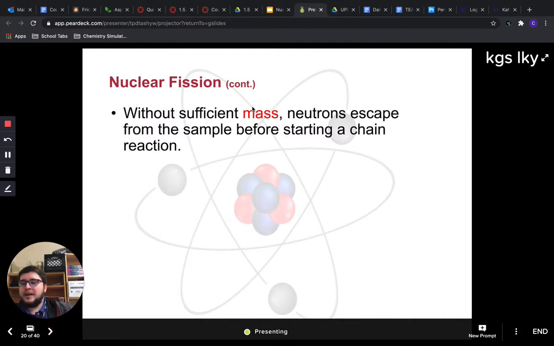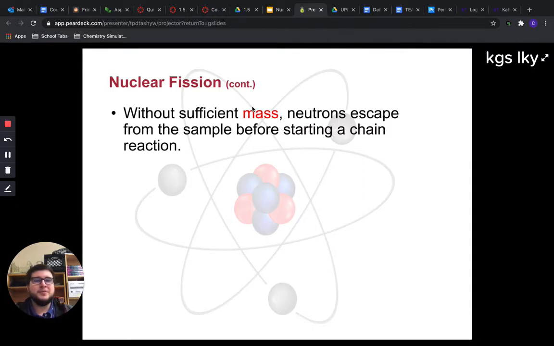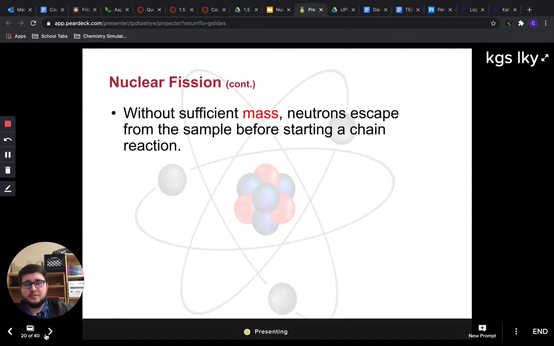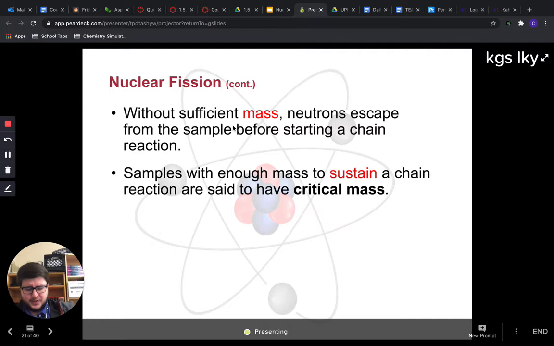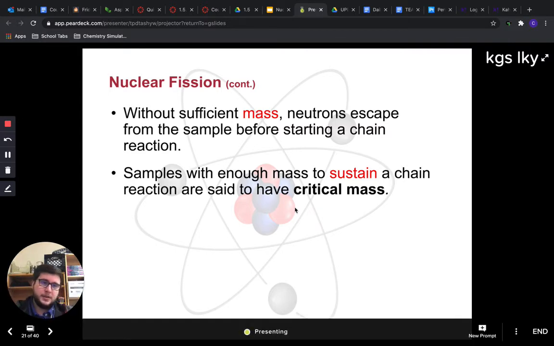So without sufficient mass, neutrons are able to escape from the sample before starting a chain reaction. Samples with enough mass to sustain a chain reaction are said to have critical mass. If I don't have enough mass in my starting sample to allow neutrons to bump into other atoms, then I can't have a chain reaction because I don't have the critical mass required. You need enough mass to be able to sustain or keep that chain reaction going.